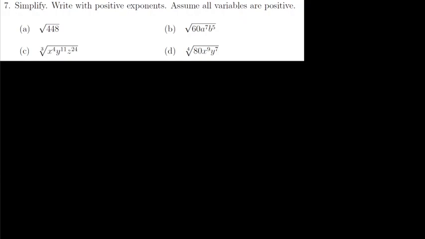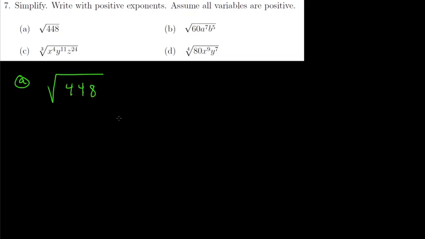Okay, moving on to number 7, we're still simplifying, and we're still writing with positive exponents, and we're still assuming all variables are positive. The difference here is that these are mostly written in radical form, and so the idea is not to convert to exponents, but to simplify as radicals. Okay, so for part A, what would we do here? We have the square root of 448.